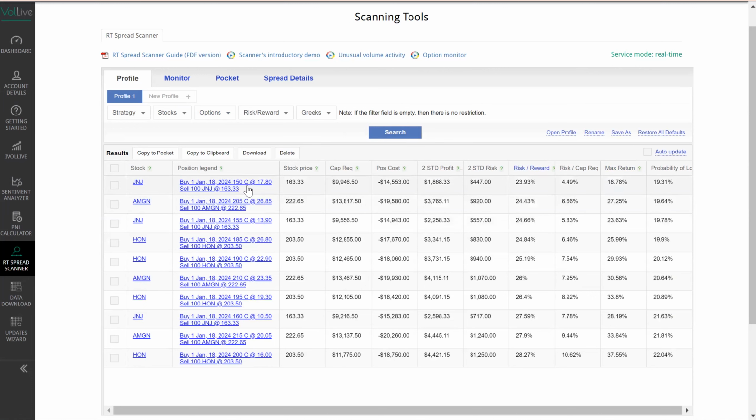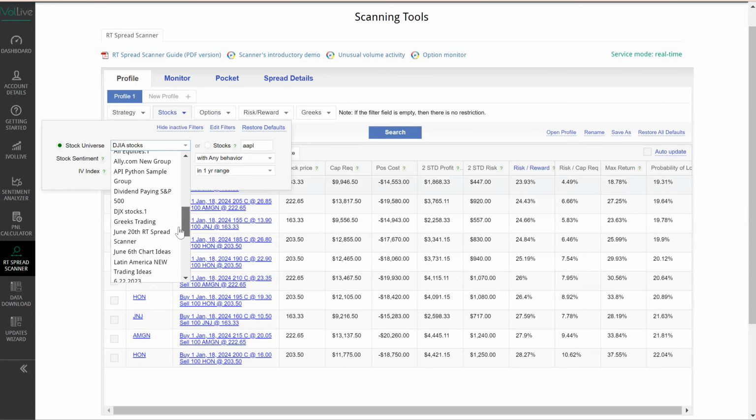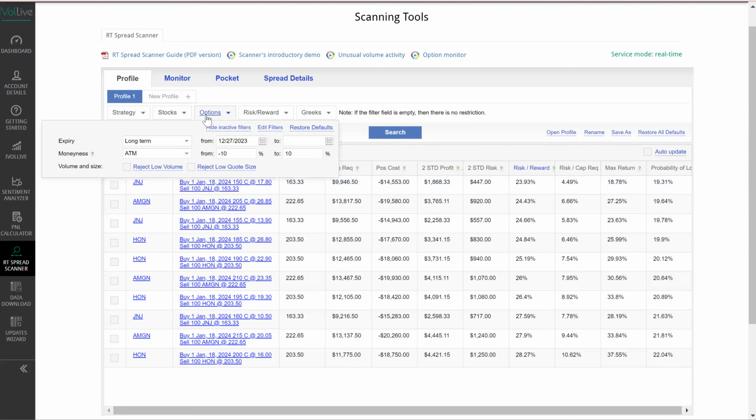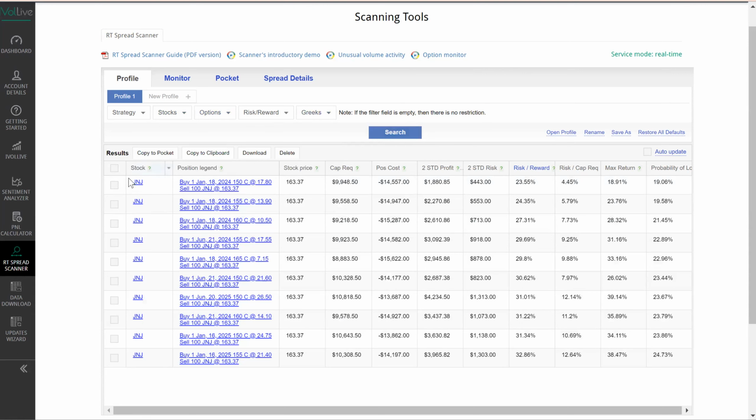And so what I like is I love to run the scan against an index, which we just did, the Dow, or I love to run this covered call scan against my custom groups. And you can actually see this was a custom group I created called dividend paying S&P 500. So these are only stocks within the S&P that pay a dividend. I love selling covered calls and doing conversions against dividend paying stocks because it juices the returns. Hit search.